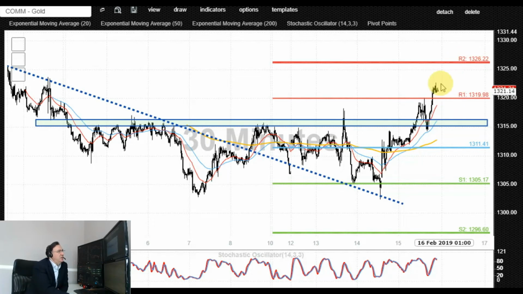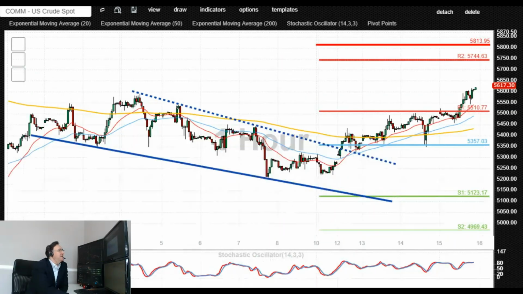Alternatively, only a pullback and the end of day close below 1315 could potentially target 1311 support. A retest of the 1315 from underneath as a newly found resistance would negate the intraday bullish outlook, potentially opening up the way for a deeper retracement, initially towards 1305, followed by 1300 and then 1296.